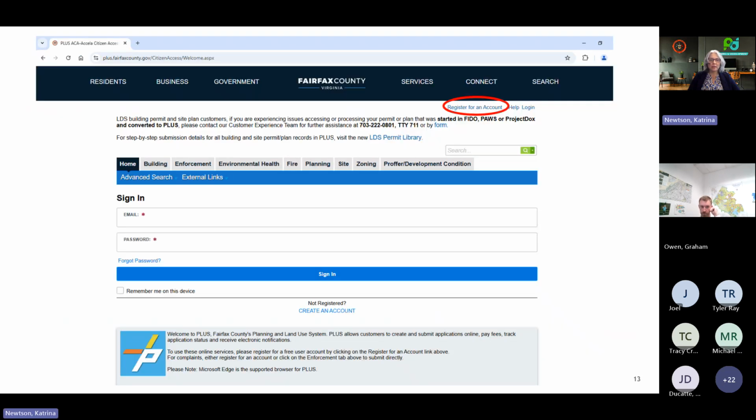Okay, as I mentioned, we're going to be using PLUS this time around. PLUS is the Planning and Land Use System. It's the platform for county customers to complete zoning, building, permitting, and other development processes online. We'll be using this this year. If you don't already have a PLUS account, you will have to create one in order to submit a nomination.